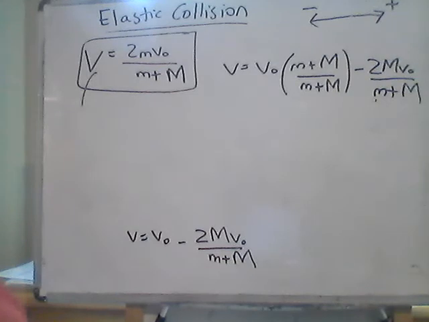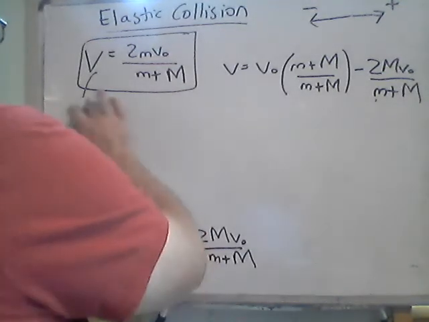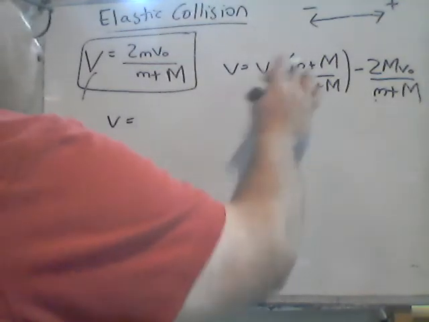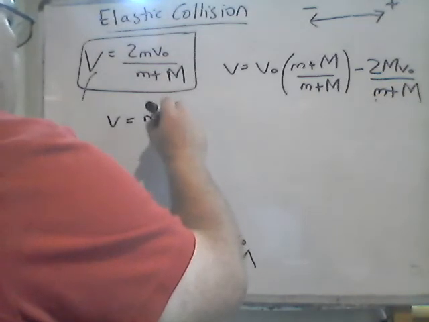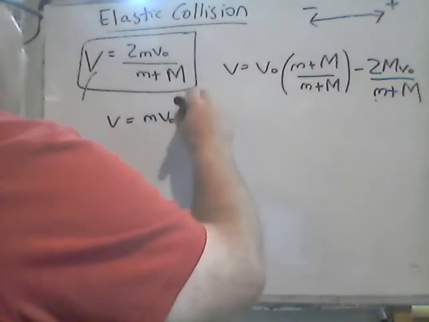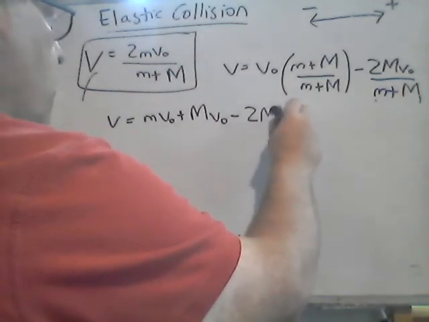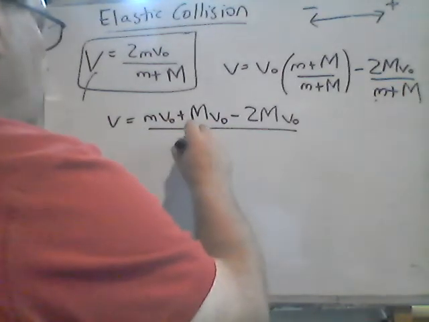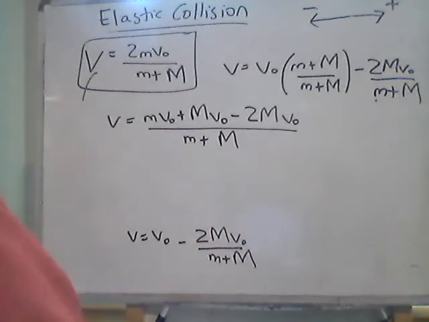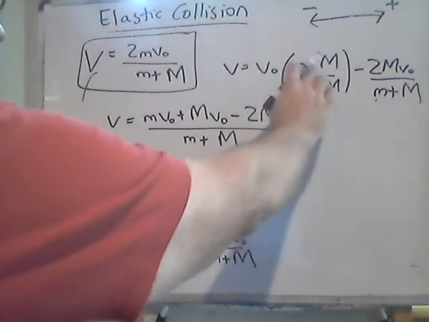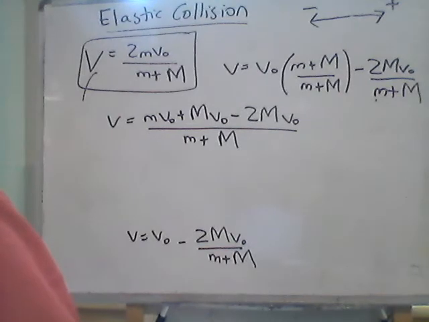All I'm doing is getting a common denominator, just like you did before, you know, in high school or before you came here. Now, clean things up. So little v is going to be little m v naught plus big M v naught minus 2 big M v naught, all divided by little m plus big M. Again, I just multiply the v naught through, distribute it. And again, I'm able to add because I have a common denominator, right?